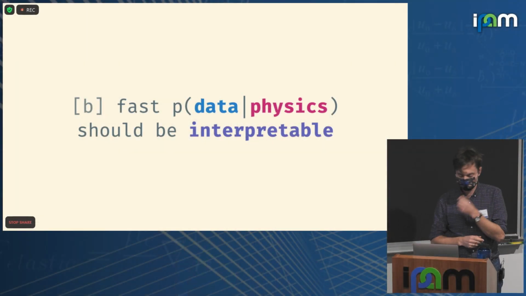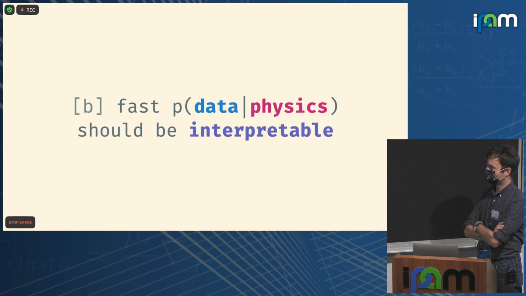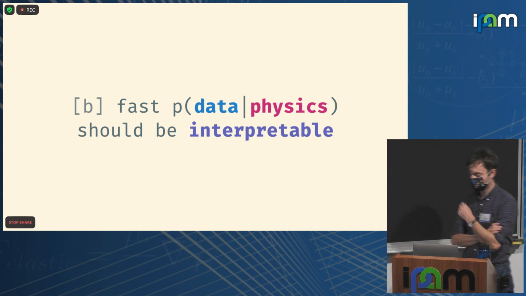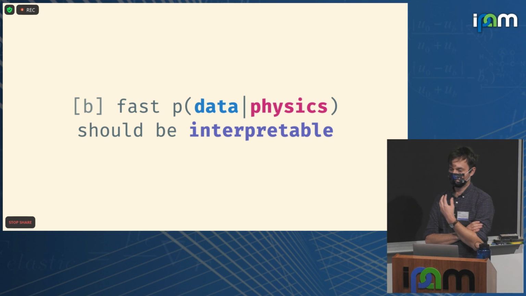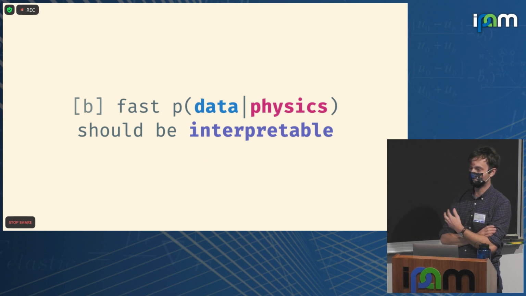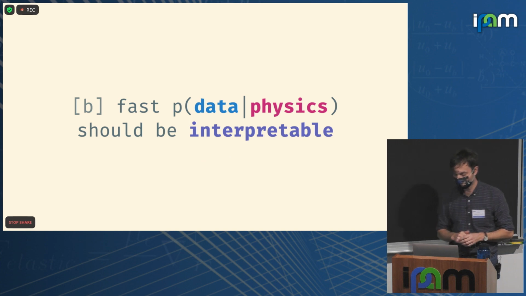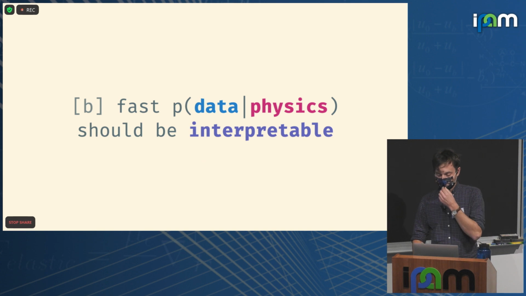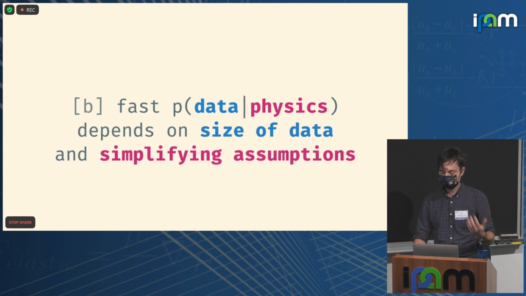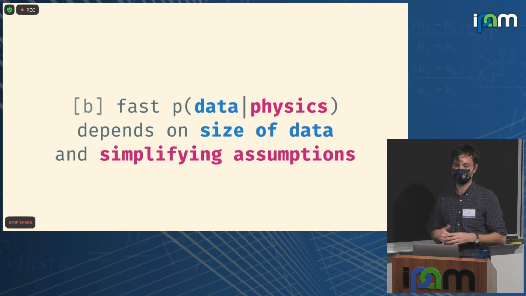OK, so then part two, which I'm not going to talk about quite as much today, is fast probability calculations. We want our models to be interpretable. And there are tools that we've heard about and are going to hear more about for speeding up while retaining some of that interpretability. But that's a fundamental part of what we care about. And then this kind of calculation will generally scale with the size of our data and the kinds of simplifying assumptions that we're willing to make, right? And that's also familiar to lots of people here.